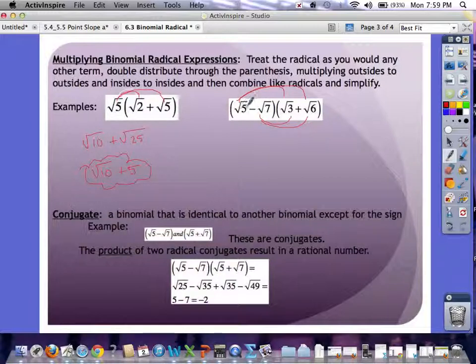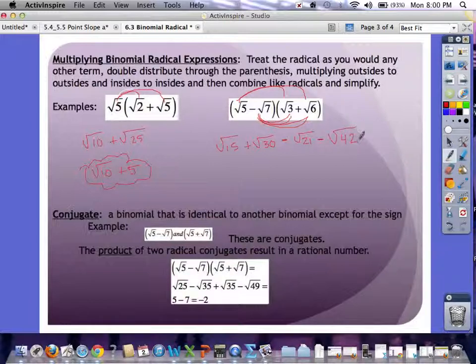All right, so the square root of 5 times the square root of 3 is the square root of 15. Square root of 5 times the square root of 6 is the square root of 30. Negative square root of 7 times square root of 3 is going to be a negative square root of 21. And negative square root of 7 times a positive square root of 6 is going to make a negative, and that's going to be the square root of 42.